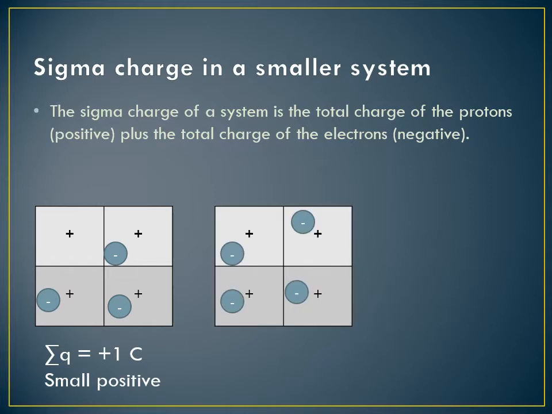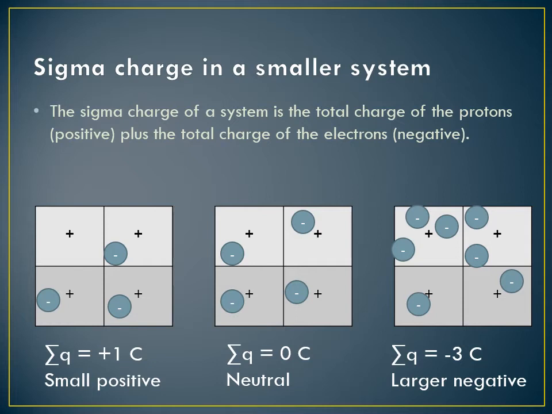That system in the middle has 4 atoms, 4 protons, and 4 electrons, so it's +4 -4, so we would call this a neutral sigma q, or a sigma q of 0 coulombs. And this last system has 4 positive protons and 7 negative electrons, so this would be a -3 coulomb sigma q charged object. We would call this a negative charged object with a relatively large charge.